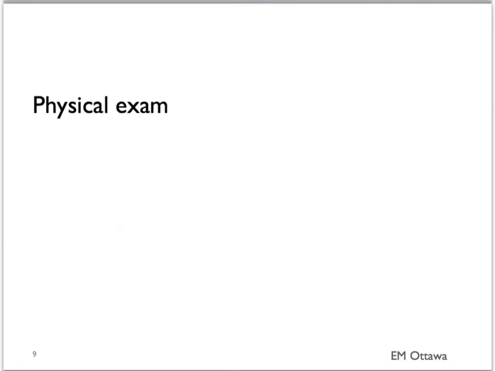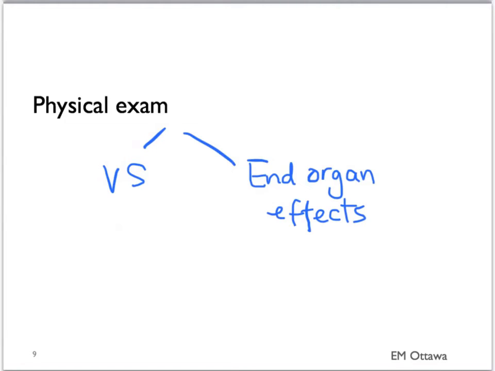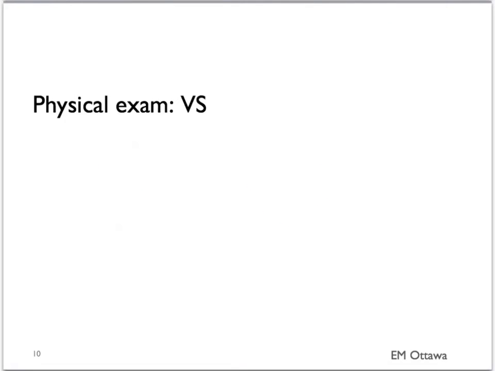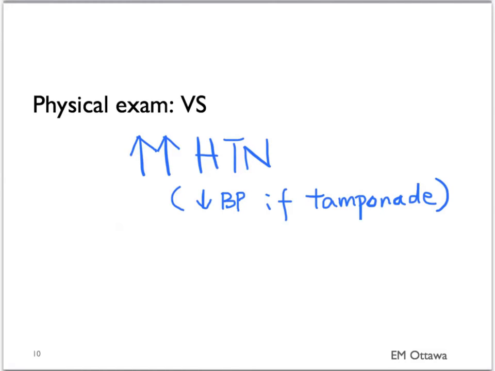We now move on to physical examination. We'll separate this into vital signs and specific end organ effects. As you may expect, on vital signs, the patient is usually hypertensive, with the exception that if they are in tamponade, then they will be hypotensive. However, for most of the patients, blood pressure would be high.